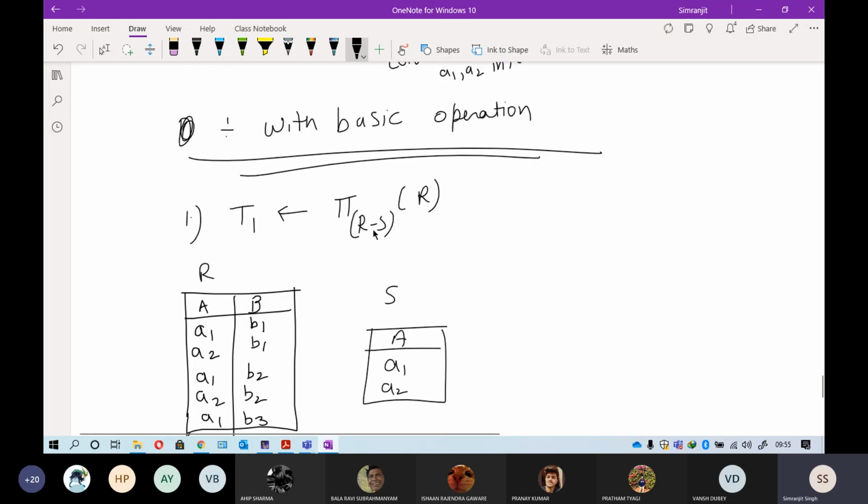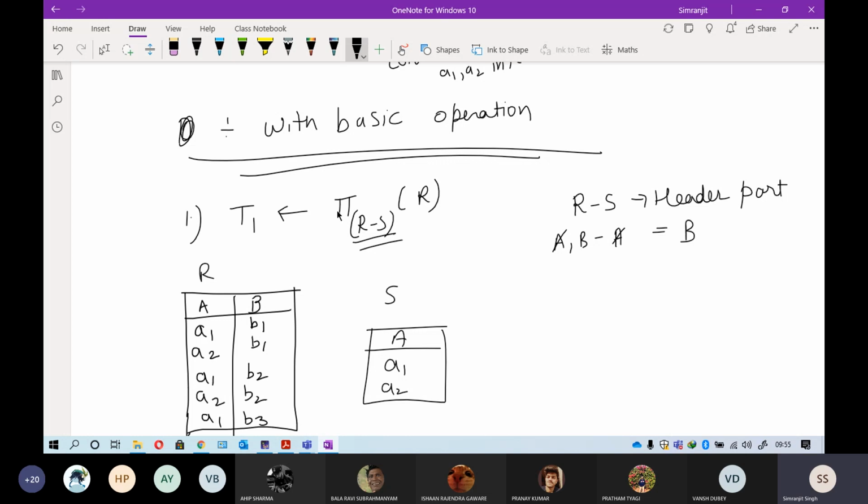Again, you are seeing the pi here, so I'm solving this particular thing: what is R minus S. R minus S is again a set difference that is performed on the header part only. Keep that in mind. R minus S is concerned with the header part or the attribute part, that is AB. So you write AB minus A, you will get here B. Actually this particular statement can be reduced to pi of B from R. So you just have to get the projection of the column B from relation R.